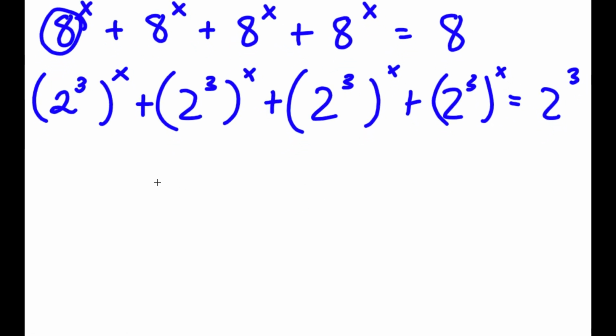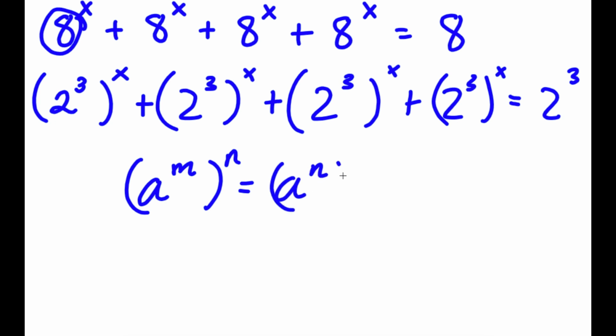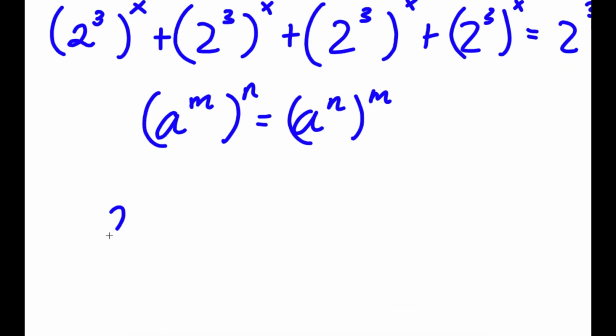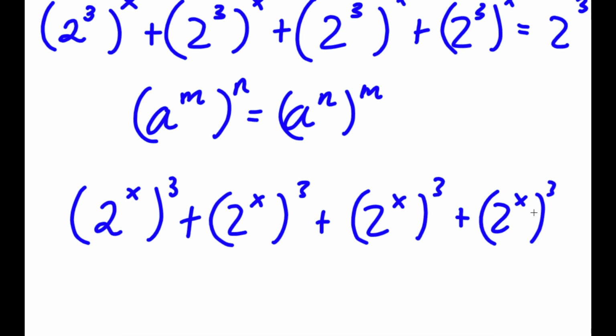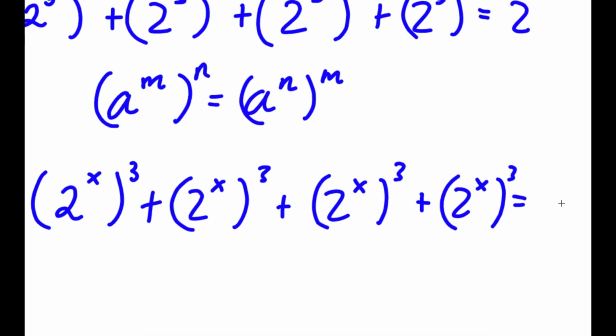Now, if I have something in the form a to the power of m to the power of n, this is the same thing as a to the power of n to the power of m. So 2 to the power of 3 to the power of x, that's the same thing as 2 to the power of x to the power of 3. So now I have 2 to the power of x to the power of 3, four times added together, is equal to 2 to the power of 3.